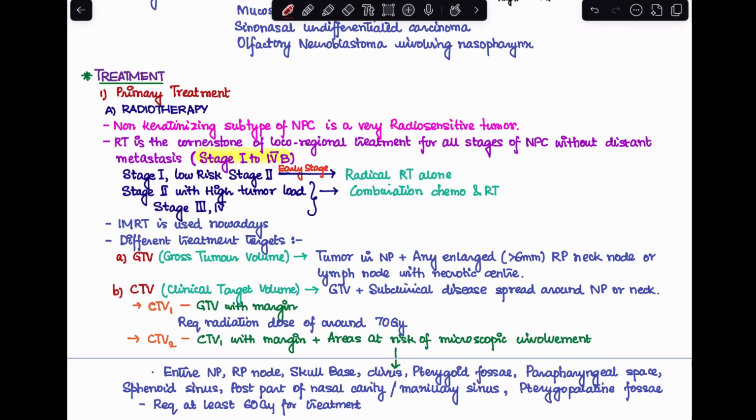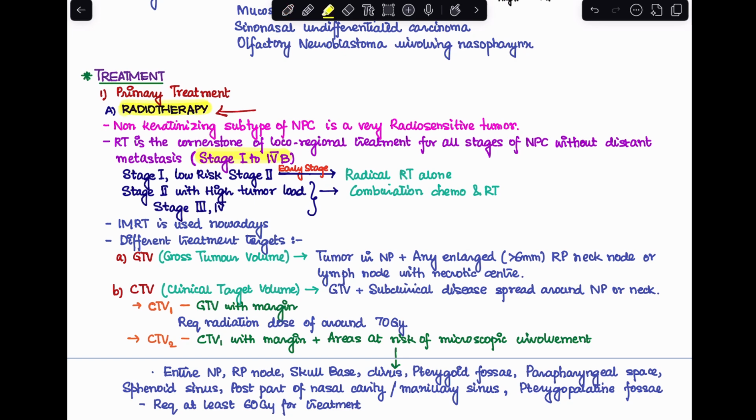Now, last of all, let's talk about the treatment of nasopharyngeal carcinoma. First we'll talk about the primary treatment and then we'll move on to salvage treatment. Salvage treatment is when there is a persistent or a recurrent disease. So starting with primary treatment, our main modality of treatment is radiotherapy.